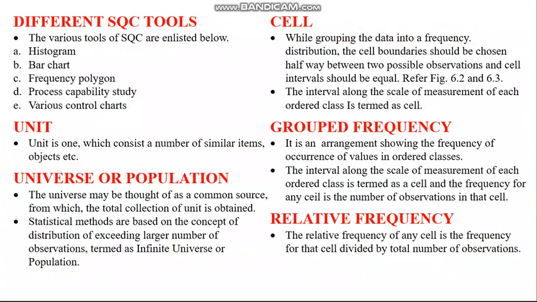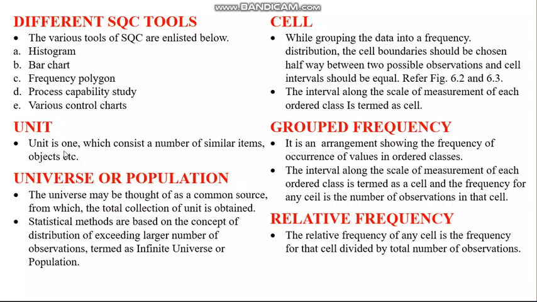Now let us see different statistical quality control tools. These tools are histogram, bar chart, frequency polygon, process capability study, various control charts. Okay, these are the different types of tools.